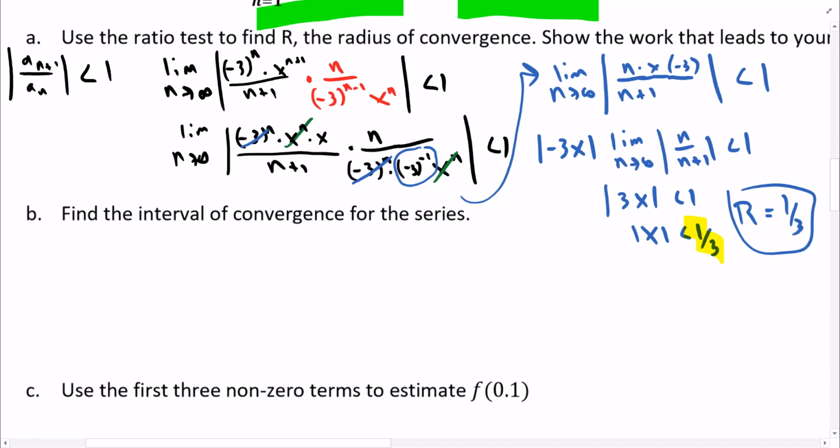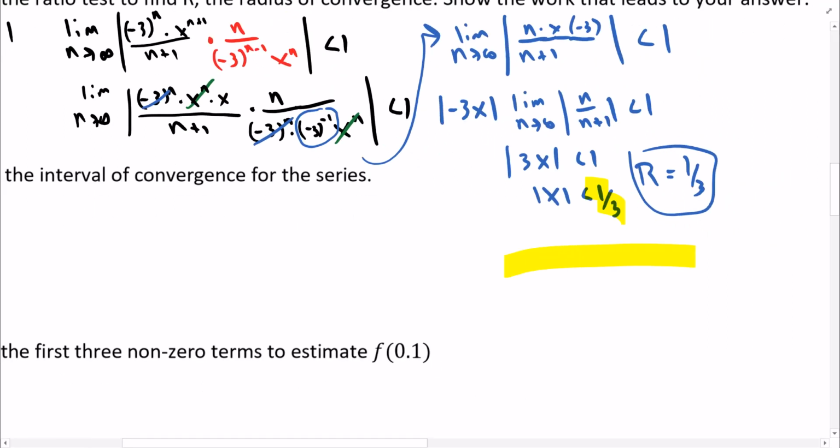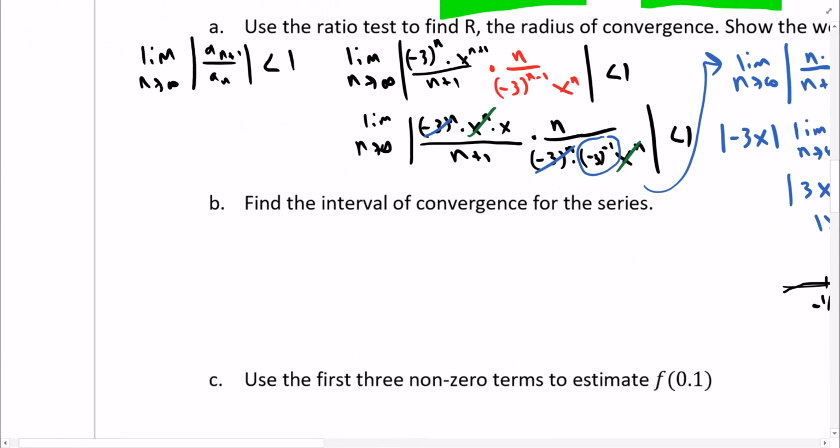Radius of convergence, 1/3, which means basically if we had a number line, it was a Maclaurin series, which means it's centered at 0. We could go out 1/3 to the right, and we could go out 1/3 to the left, and this will converge for x values between negative 1/3 and positive 1/3. What we're not sure about right now is, do the endpoints converge as well? So we need to check those individually, right?